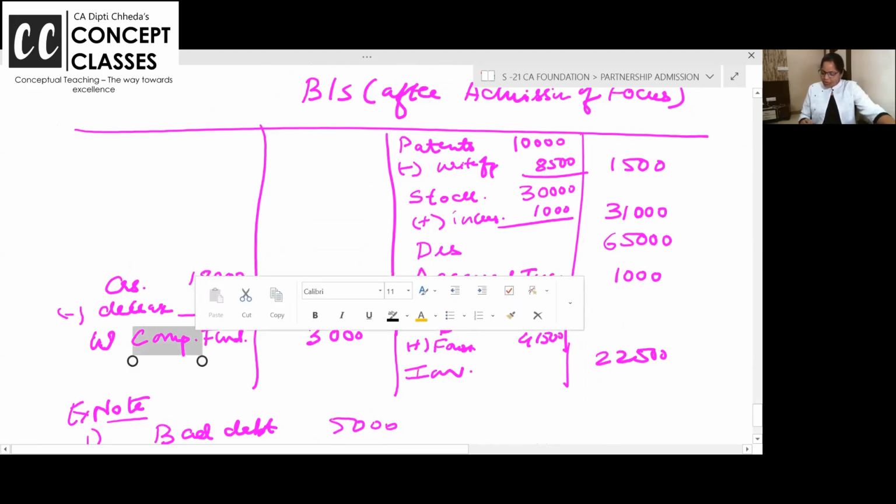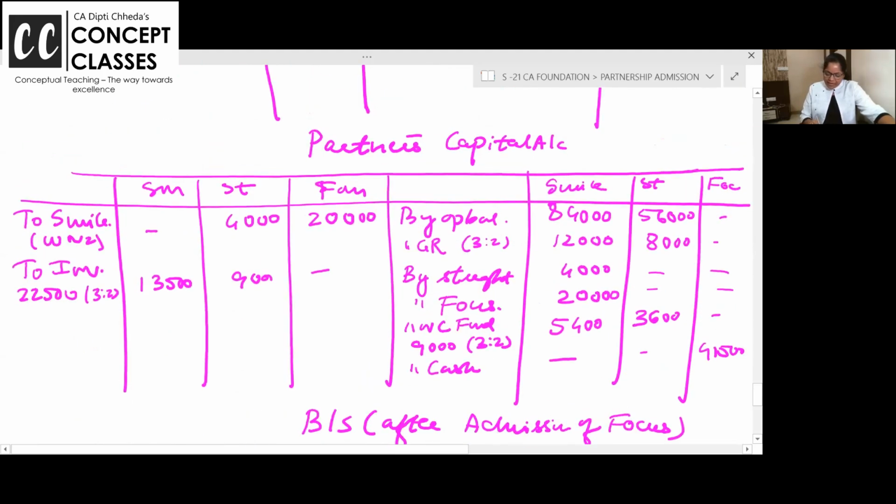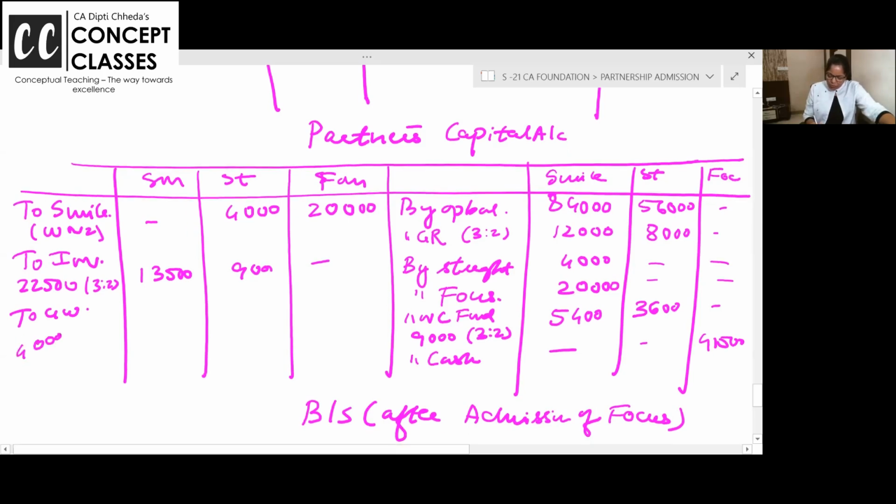Goodwill is there. What do you do to old goodwill? Write off the goodwill to old partners because this is the goodwill of the firm before focus came into it. So this 40,000 goodwill should go to old partners in the old ratio. 40,000 into 3 by 5. 24,000, 16,000 and nil for Focus.